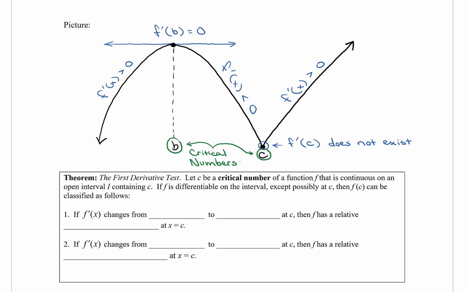Theorem. The first derivative test. Let c be a critical number of a function f that is continuous on an open interval I containing c. If f is differentiable on the interval, except possibly at c, then f of c can be classified as follows. 1. If f prime of x changes from positive to negative at c, then f has a relative maximum at c.